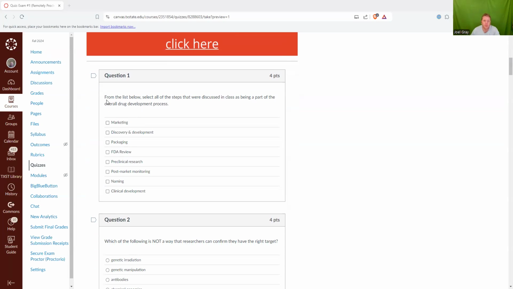Your first question on this exam was: from the list below, select all of the steps that were discussed in class as being part of the overall drug development process. This question's worth 4 points. There are a total of 5 things that you needed to select. There was the discovery and development, preclinical research, the clinical development, FDA review, and then post-market monitoring. Those were the 5 steps that are involved in the drug development process.